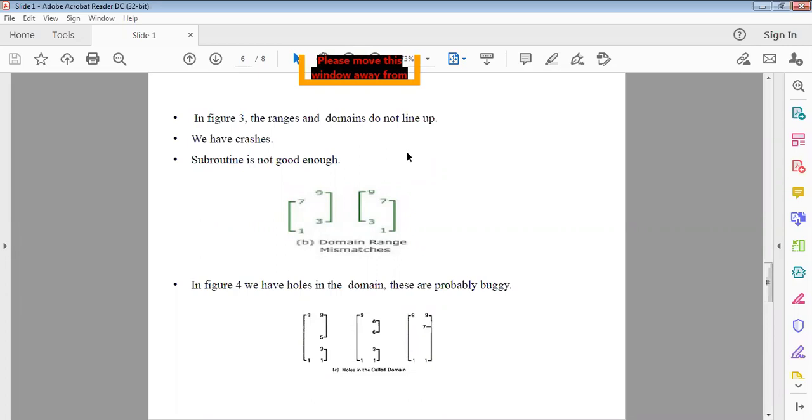This is not related to that, and that is not related to this. So that is the third incompatibility, the domain range mismatch. The range and domain do not line up. We have crashes. The subroutine is not good enough.